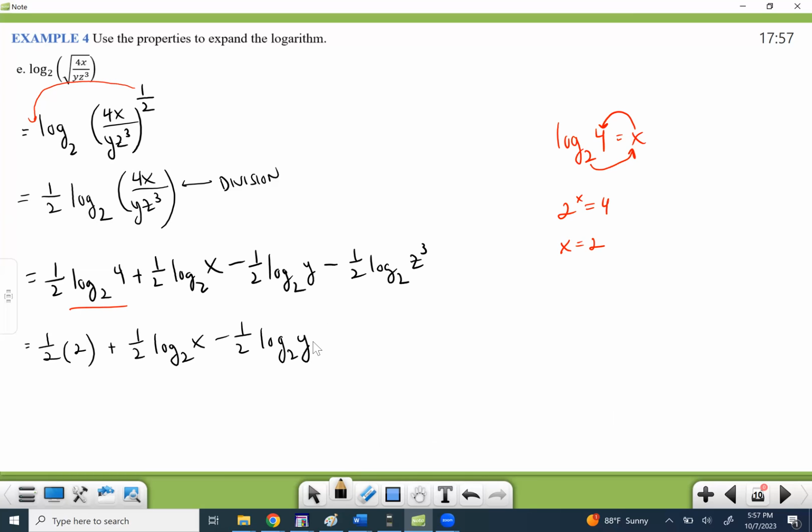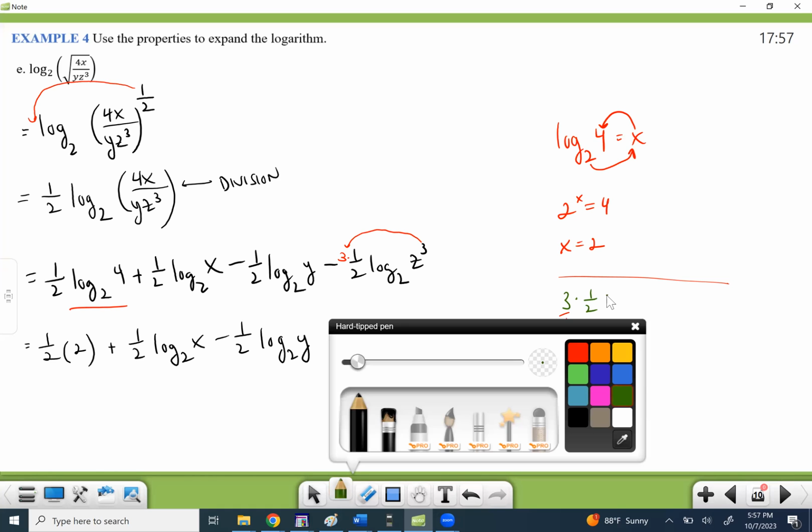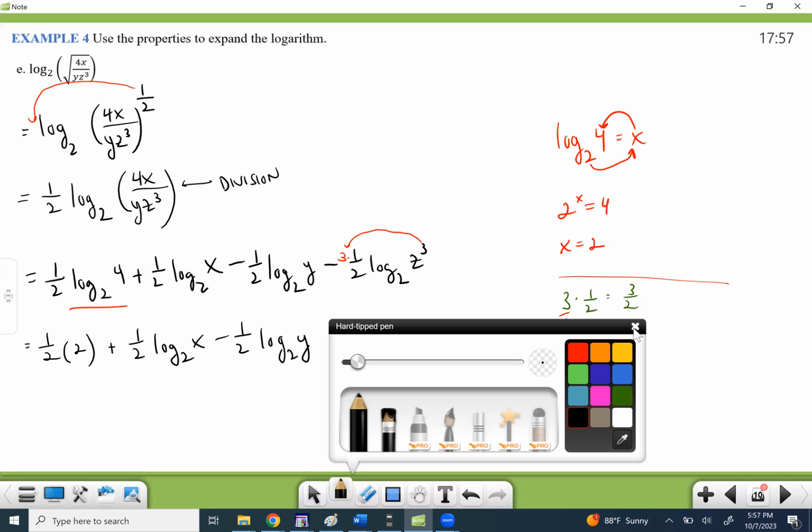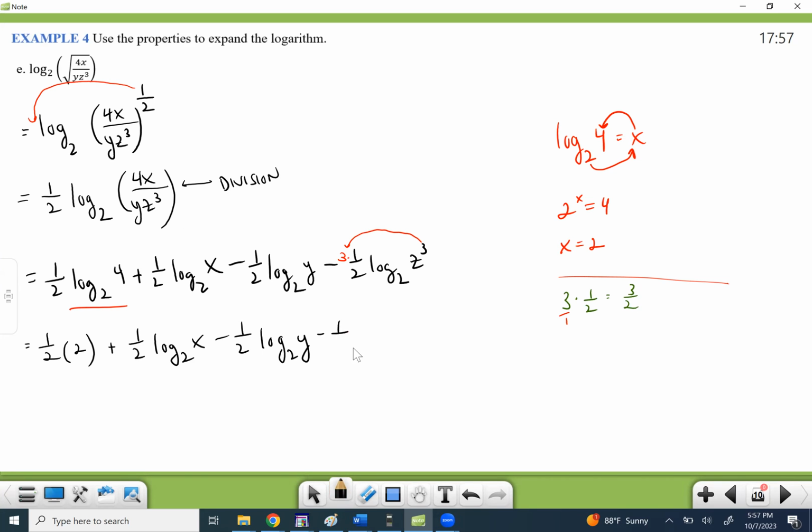Now there's more that we can do too besides just that. This 3 is going to go to the front and go right here with multiplication. So we're going to have that 3 multiplying by that 1/2. So if we put a 1 underneath the 3 and we multiply straight across, we're going to get 3/2 being our new front number, our new coefficient on this last term. All right, 3/2 is going to be the new coefficient.